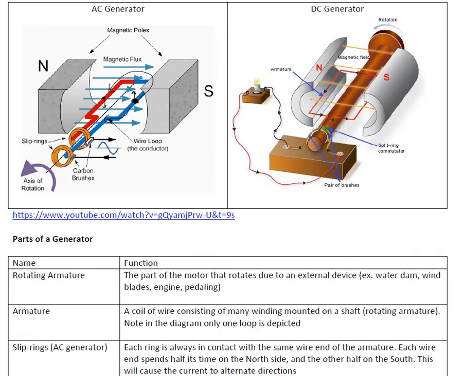But basically, because of how these loops are connected, when it's in this orientation the current's going to go one way, but when it's flipped 180 degrees, it's now going the opposite direction. So it goes back and forth, back and forth.